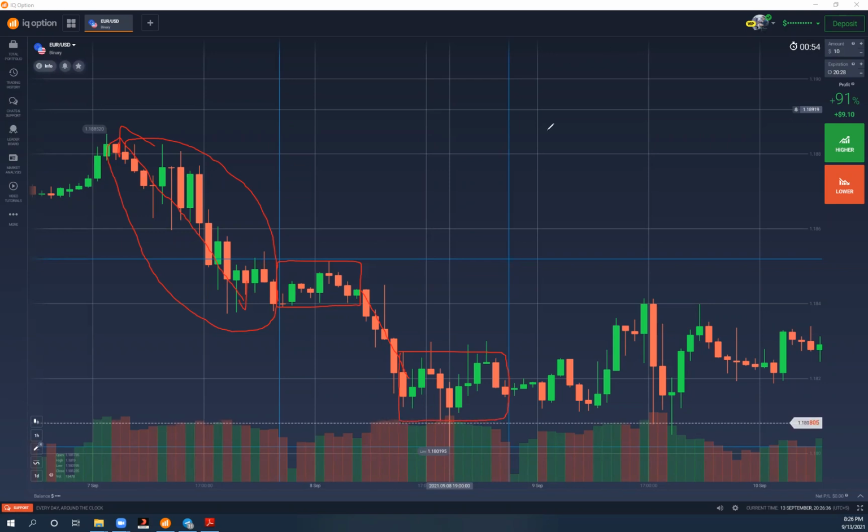Okay, so the sequence concept clear? Everyone clear about the sequence concept? Yes. Any question around the sequence of the candle? No, right?